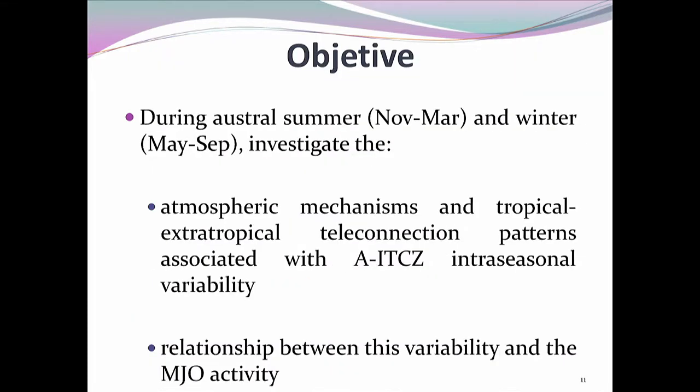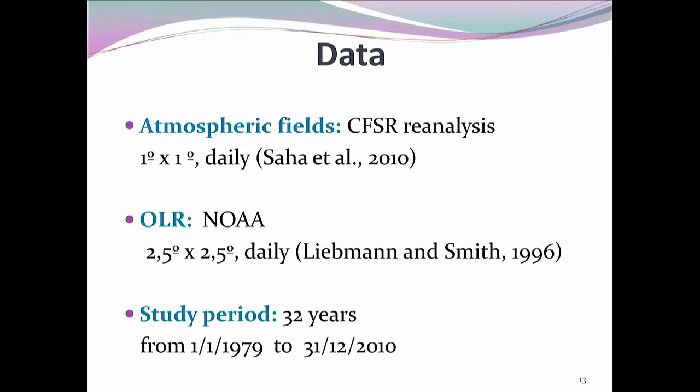Then, the objective of this work is during austral summer. I will consider here austral summer for the period of November up to March, and for austral winter, I will consider May up to September. During these two periods, what are the atmospheric mechanisms and tropical extratropical teleconnection patterns associated with the ATITCZ intra-seasonal variability, and the relationship between this variability and the MJO activity? Then the data used here were from CFSR reanalysis, the outgoing longwave radiation from NOAA, and the study period is 32 years, from 1979 up to 2010.